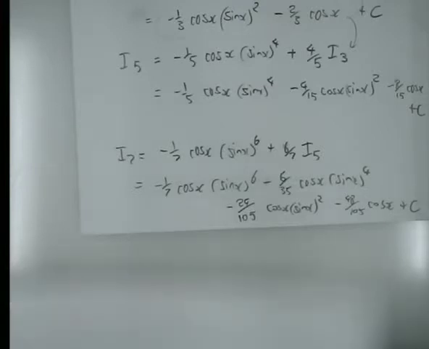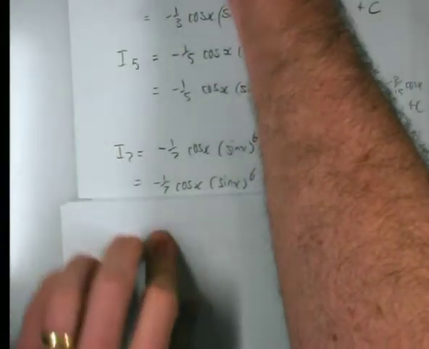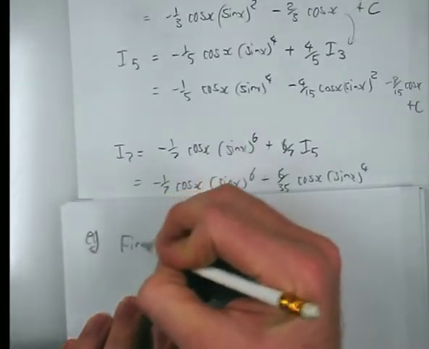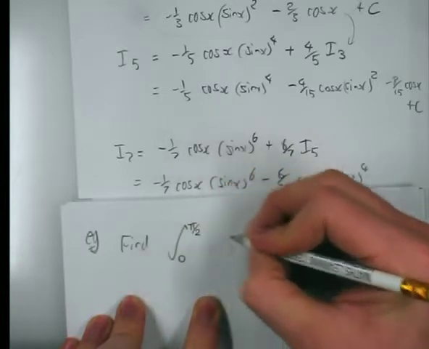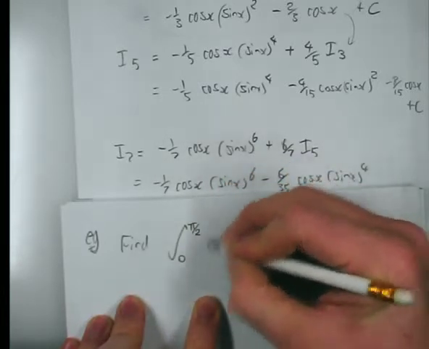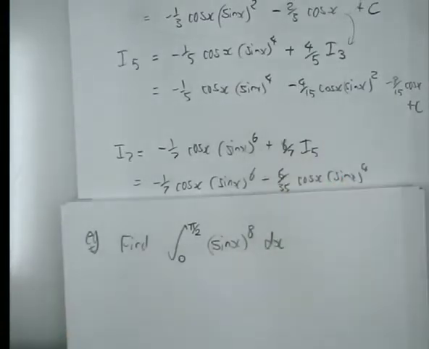So that's how I use reduction formulas. But I do have another one. What if it's a definite integral? Someone said, do it indefinitely and then evaluate. Well, you can actually make a reduction formula directly for the definite integral, which is quicker, and I'll show you how.